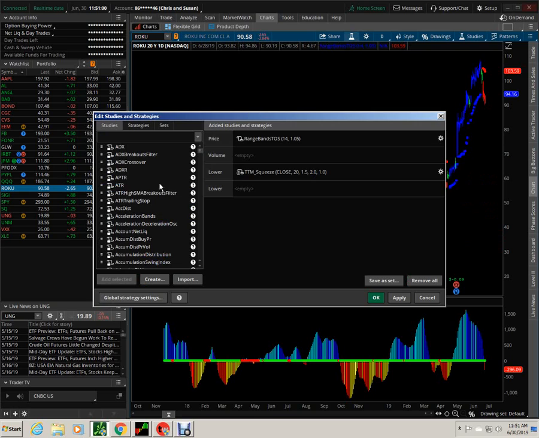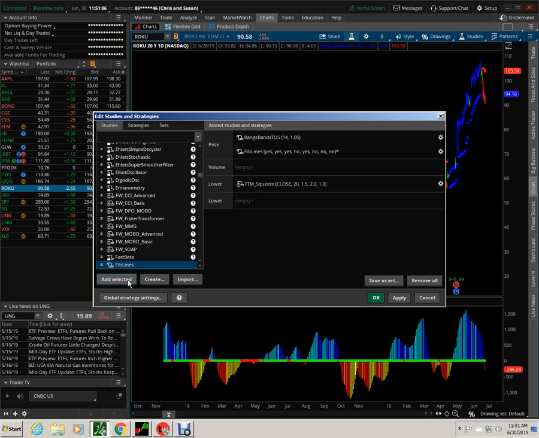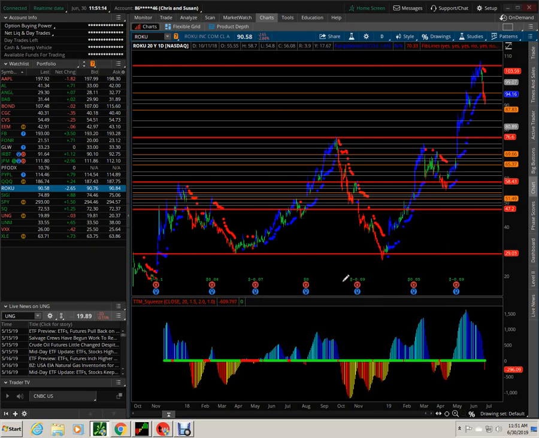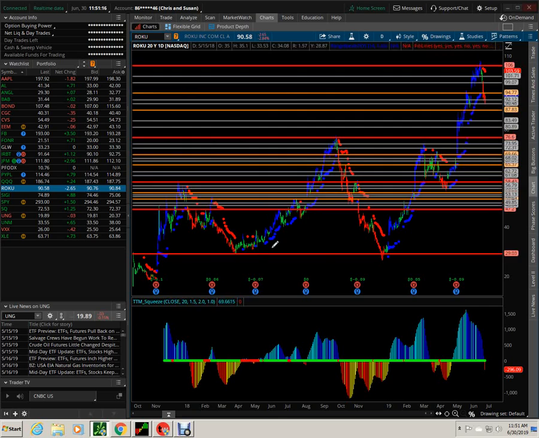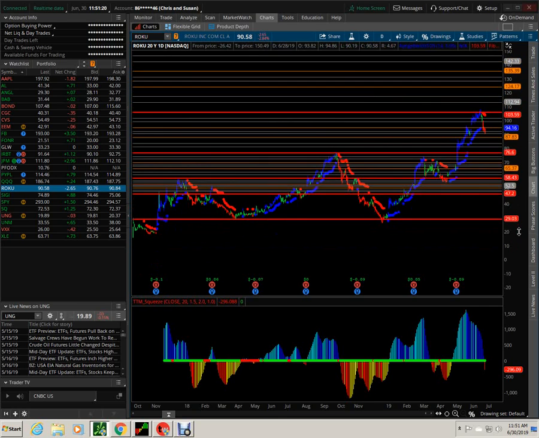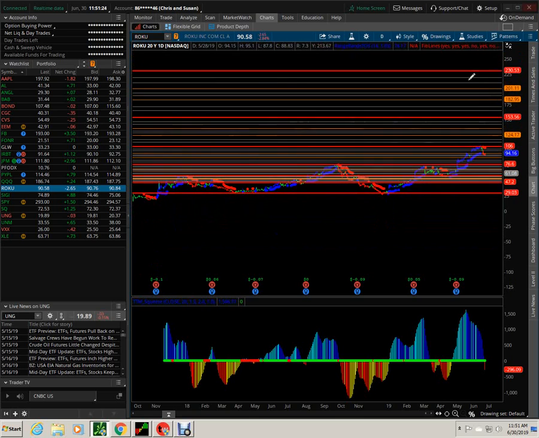Or you can just add the FibLines indicator, which looks like this. And once you do that, you'll now see the FibLines applied to the chart. So there's 3 levels of lines, with the red lines that represent 0, 100, 161, 261, 423, and I think it's 686 and 1107 Fibonacci levels.